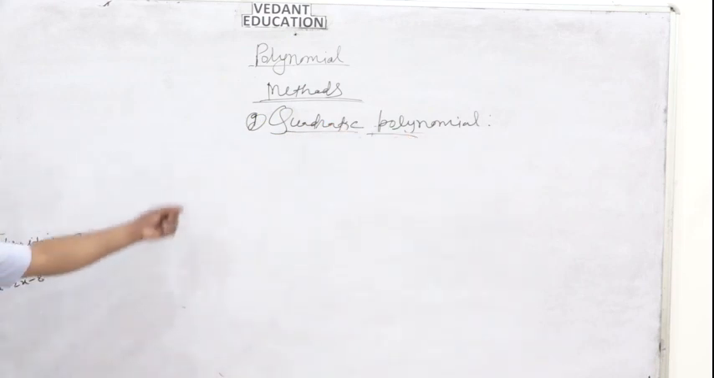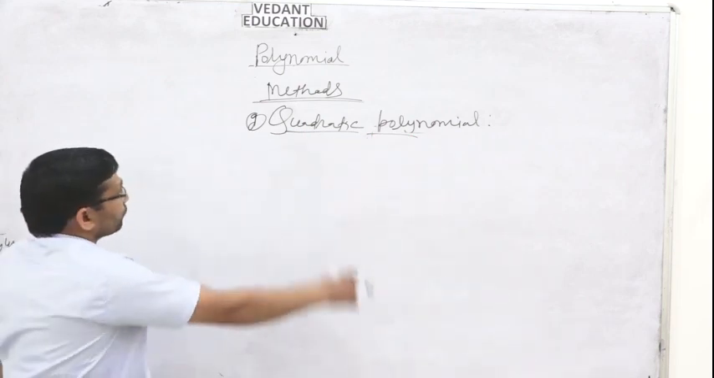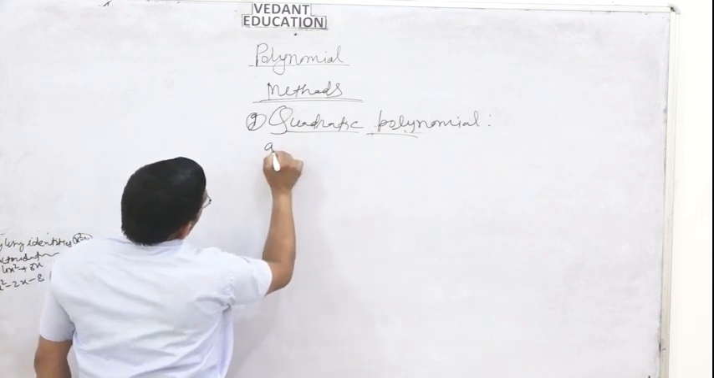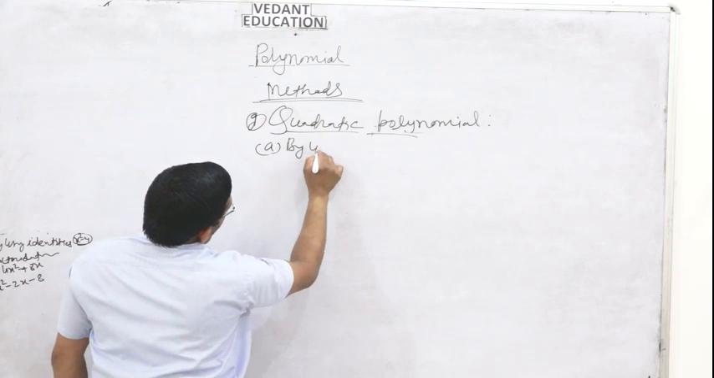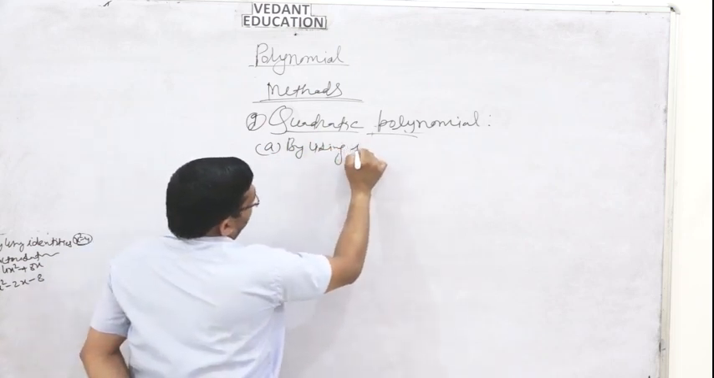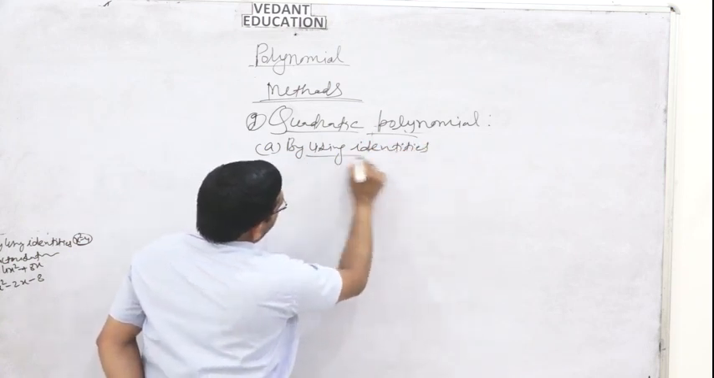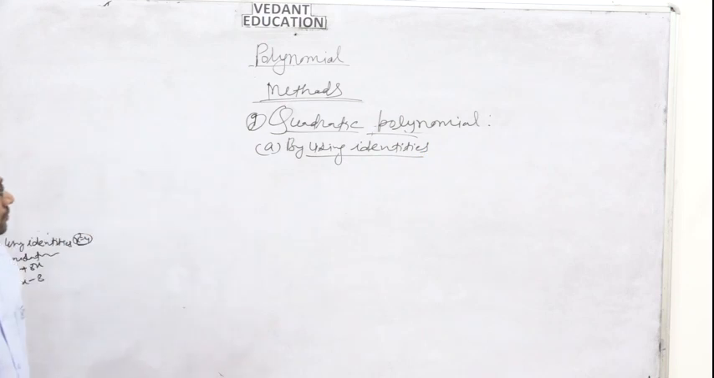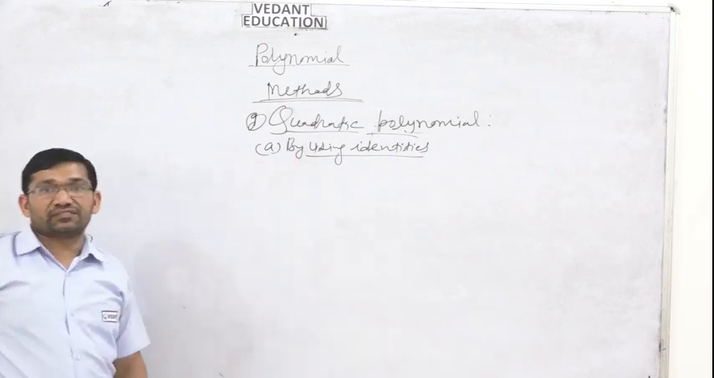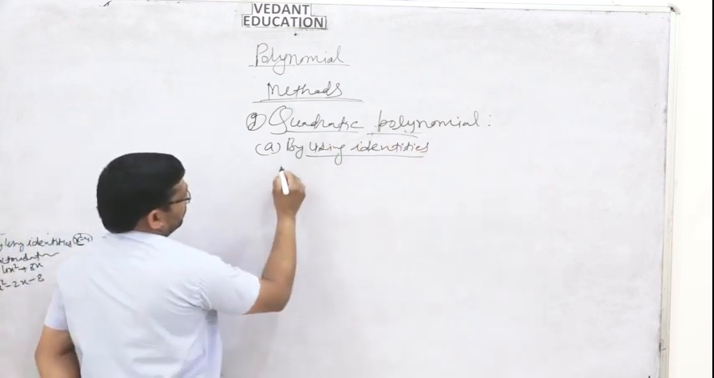Methods for finding the zeros of a quadratic polynomial. For this, we can use identities. For zeros of quadratic polynomials, we can use identities.